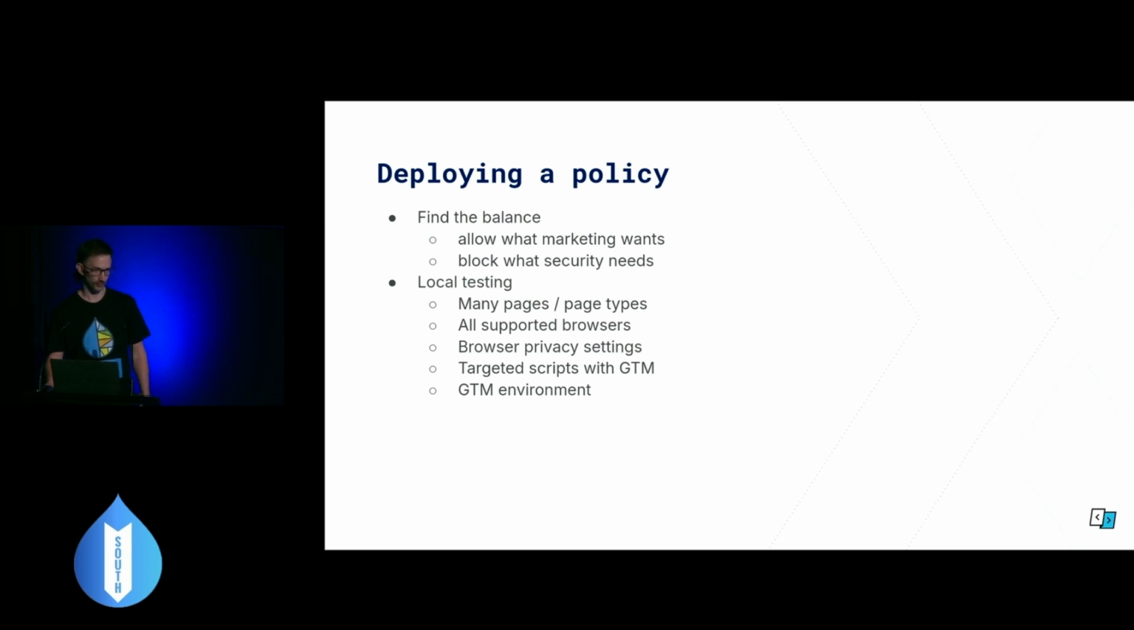So you can do local testing, like before when we looked at the browser console, but your site probably has many pages and page types that have different templates. Maybe there's thousands of pages. As I said, different browsers might interpret the policy differently, so you have to test on every browser. And depending on what privacy settings your browser has, it might have differences in how it interprets the policy as well. In Google Tag Manager, it might be targeting particular users, or you might just not have access to the same GTM environment in your local environment. And so this is where reporting comes in.